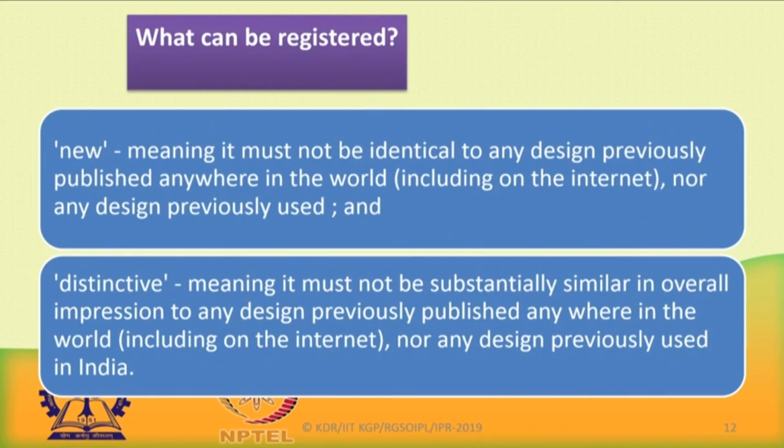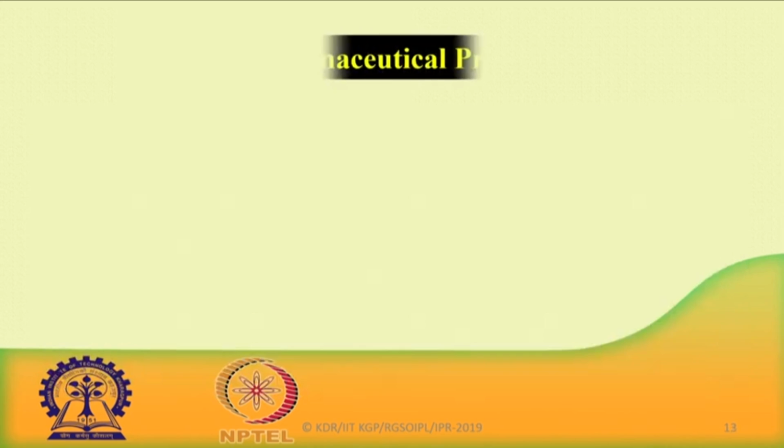Distinctiveness means it must not be substantially similar in overall impression. The goods can be the same, but if you put a different pattern or a different overall look on the already existing material, that particular design can be registered, provided it has not been published earlier anywhere in the world. So, it must be new, it must be distinctive, and if there is a substantial difference, then it can be registered as a design.